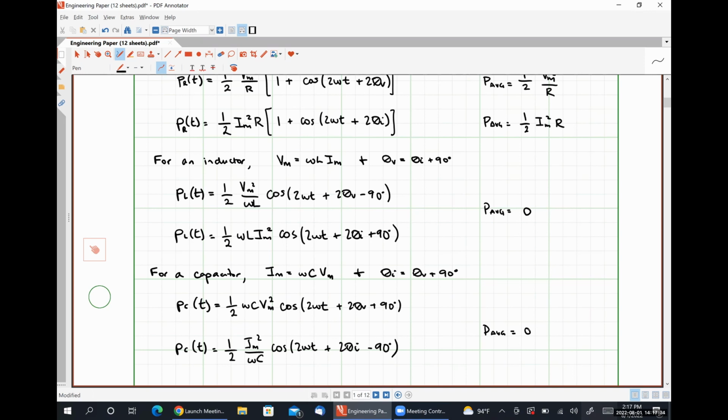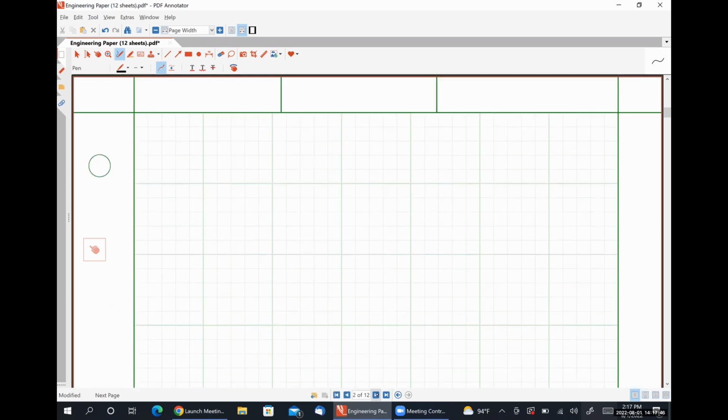All right, so what I'm going to do now is work an example problem. We are going to try to figure out a couple of instantaneous and average powers, okay? So let's look at the following circuit.